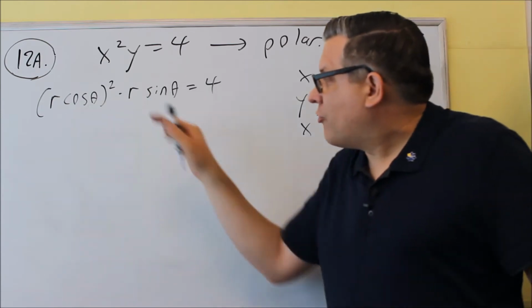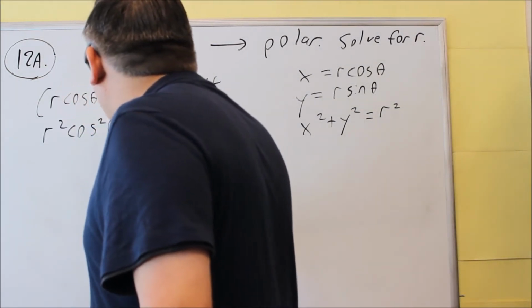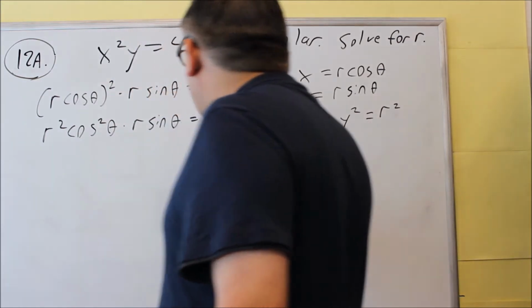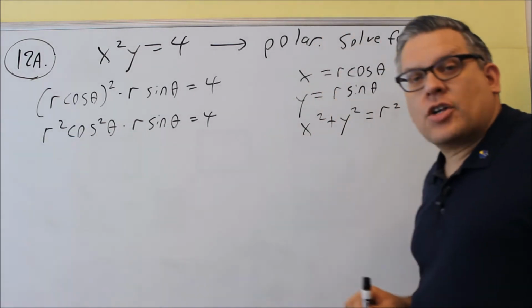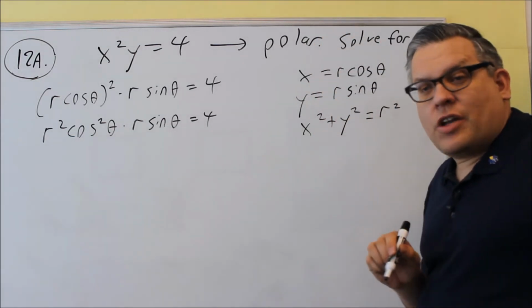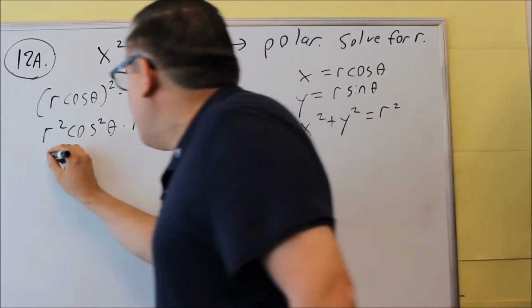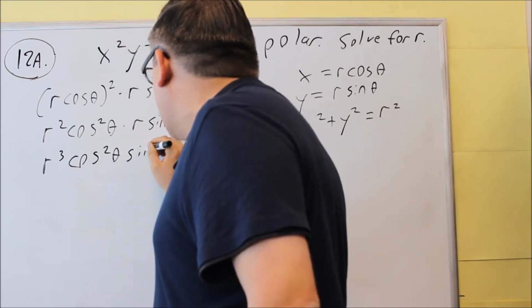We want to simplify this, so we're going to combine this together. First thing we have to do is square all that. Okay, so we get r squared cosine squared theta. Because this is all multiplication, we can multiply this in any order. So I'm going to multiply the r's together, and I'm going to get r cubed. And then the other ones, it doesn't matter what order you write those in.